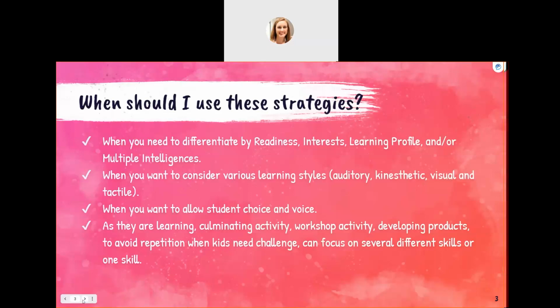And you could use it while students are learning. You could use it at the end of a unit of study as a culminating activity. You could use it as a workshop activity. You could use it when you are developing products to avoid that repetition. It gives kids more of a challenge. And you can focus on either one skill or several different skills when you're implementing these strategies.